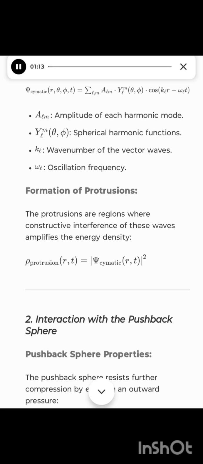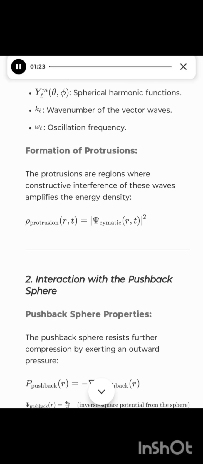Formation of protrusions. The protrusions are regions where constructive interference of these waves amplifies the energy density. Rho_protrusion(r, t) is proportional to Psi_cymatic(r, t) squared.